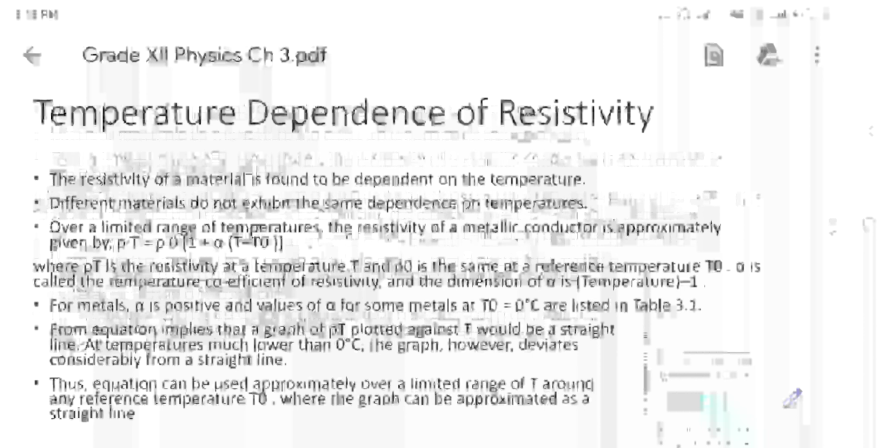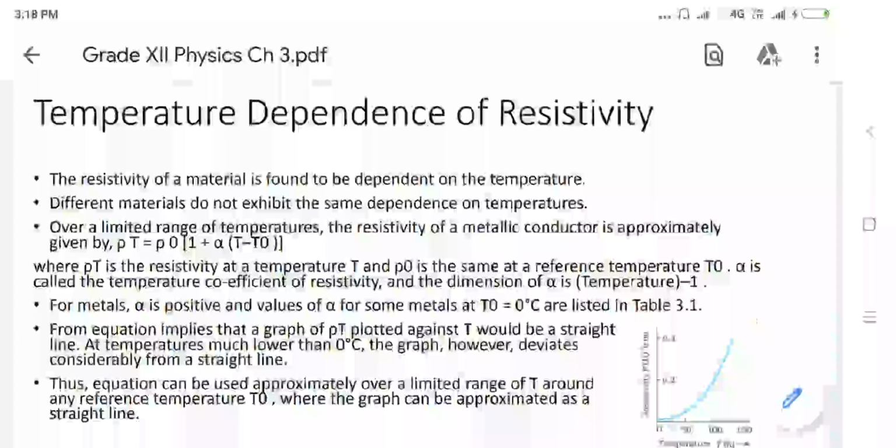Let us start our new session with the new topic, temperature dependence of resistivity. As we have discussed in our earlier topic, resistance depends on the temperature. For a metal, the temperature coefficient of resistivity is positive. It means as temperature increases, its resistivity increases. But with semiconductor devices, if the temperature increases, its resistivity reduces. This is how we are going to understand in detail.